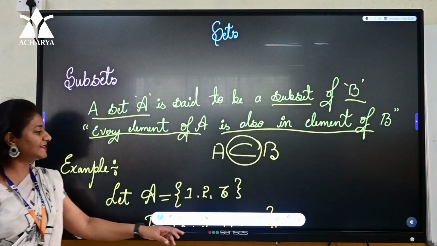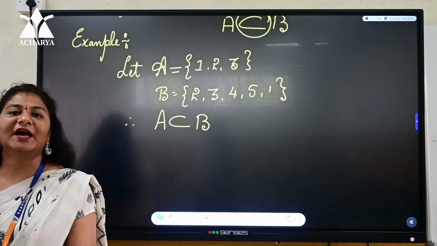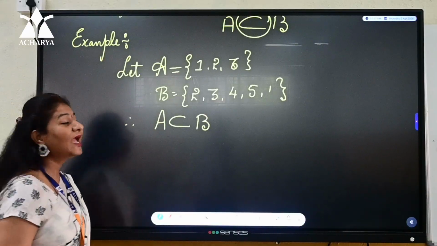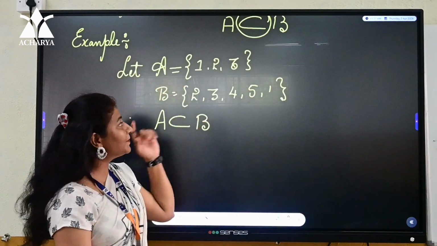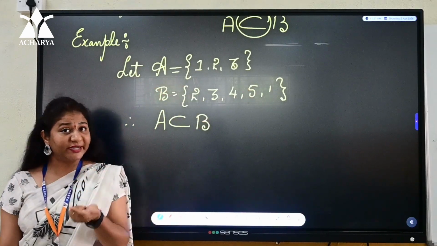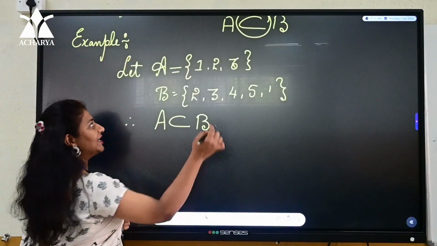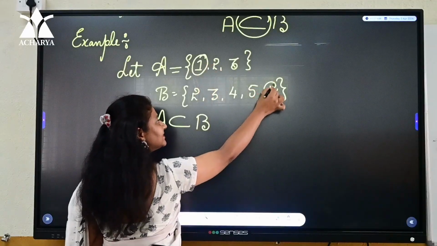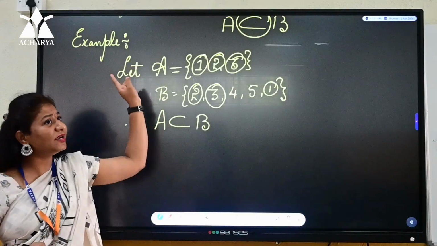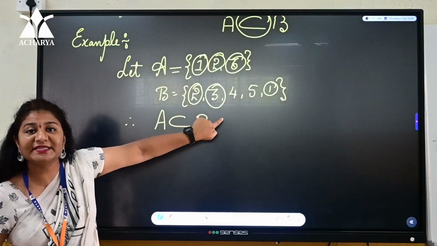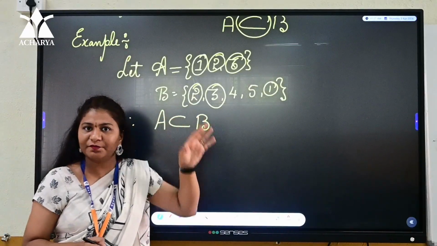Let us take an example. A is a set which carries 1, 2, 3 and B is a set which carries 1 to 5. Is it a subset or not? According to the definition, every element of A must be checked. Is 1 there? Yes. Is 2 there? Yes. Is 3 there? Yes. Every element of A belongs to the set B. Then only can we call it A is a subset of B.